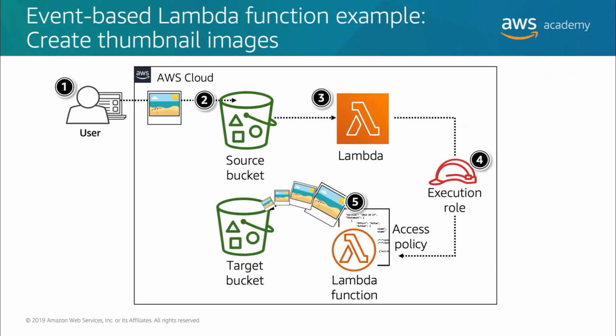Now consider an example use case for an event-driven Lambda function. Suppose you want to create a thumbnail for each image file that's uploaded to an S3 bucket. To build a solution, you create a Lambda function that Amazon S3 invokes when objects are uploaded. The Lambda function reads the image object from the source bucket and creates a thumbnail image in a target bucket.